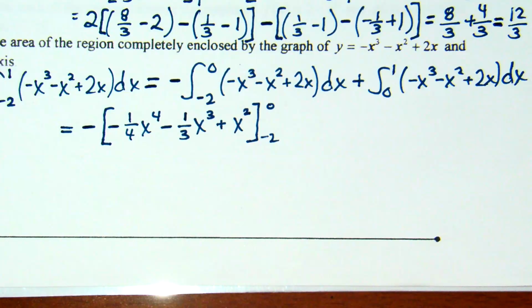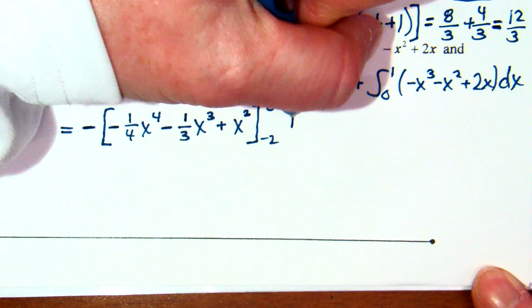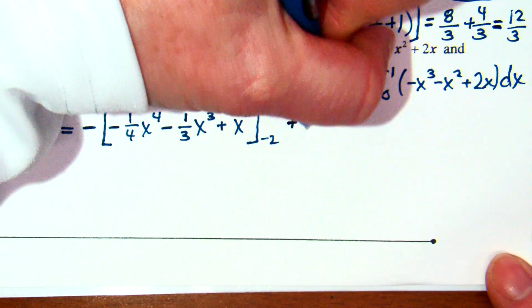Okay, so that one's going to be evaluated from negative 2 to 0. We're going to do the same thing over here, negative 1/4 x to the 4th minus 1/3 x cubed plus x squared evaluated from 0 to 1.